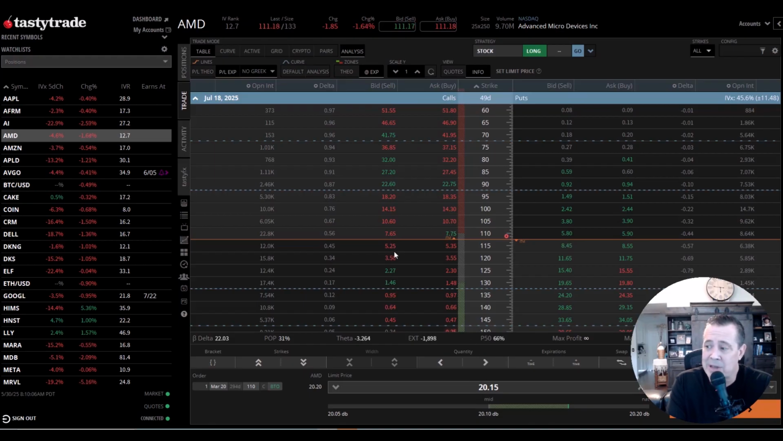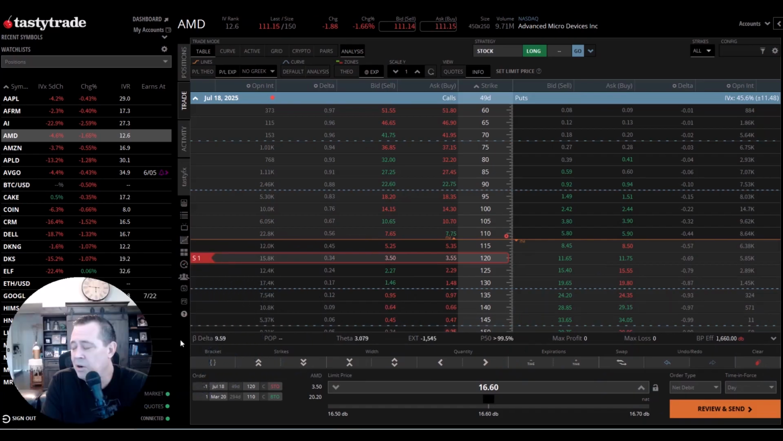But what I'll do is I'll go ahead and click on the sell. So calls are on the left, puts are on the right. We'll sell for $350, the 120 strike, and it brings the cost down to $16.60. So from here, we hit review and send and place the trade. I already have this trade on in several accounts multiple times. So for me, it's a no-brainer, but let me know in the comments below what you think.